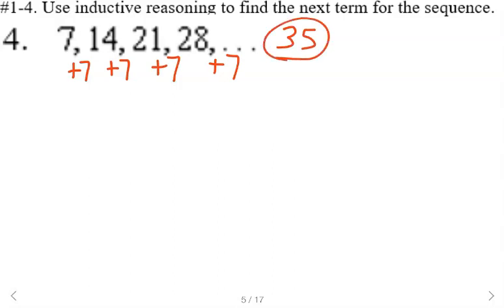All right, here we're increasing as well, so I'm thinking maybe add 7. Yeah, looks like that's good. So add 7 one more time, and we get 35 for the next term. So inductive reasoning, you're looking at observations or examples to try to make a prediction, try to make a conjecture.